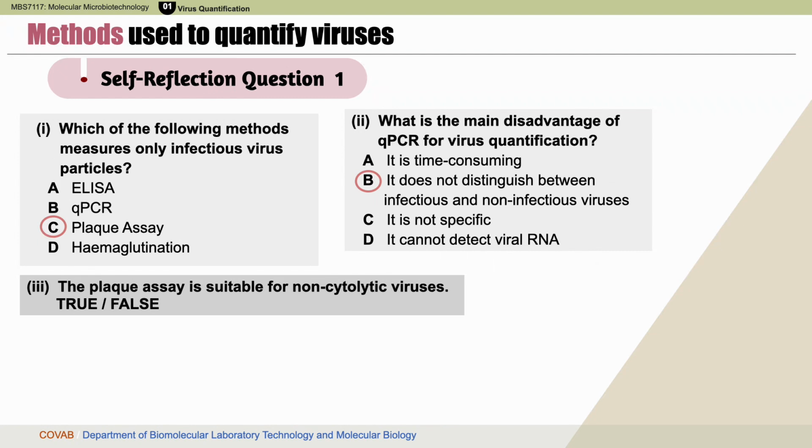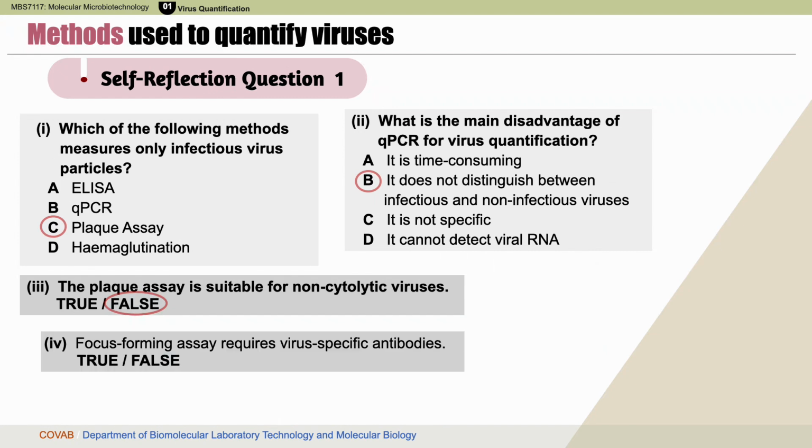Part 3. The plaque assay is suitable for non-cytolytic viruses. True or false? So, does the plaque assay work for viruses that do not form CPE? False. We need to see CPE. Part 4. Focus forming assays require virus-specific antibodies. True or false? You've got it right. It is true.